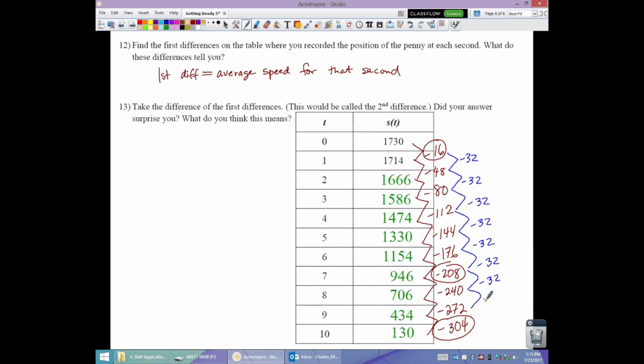I hope it's certainly not a surprise that it's a constant second difference, because this is a linear pattern. This is a quadratic function overall. But the answer, negative 32, is the acceleration rate on Earth. So every second that goes by, that penny picks up another 32 feet per second to add to its speed.